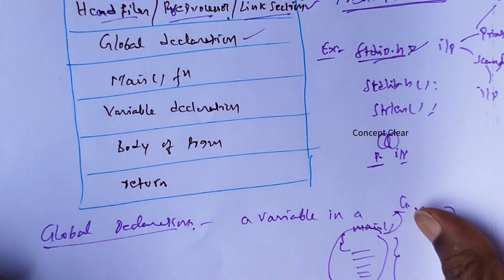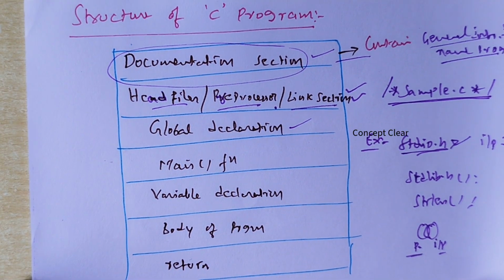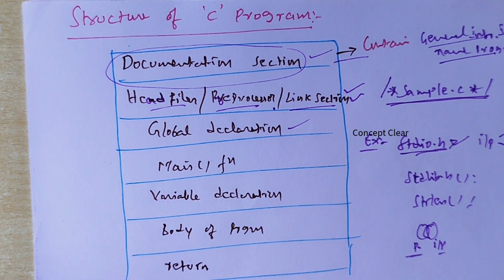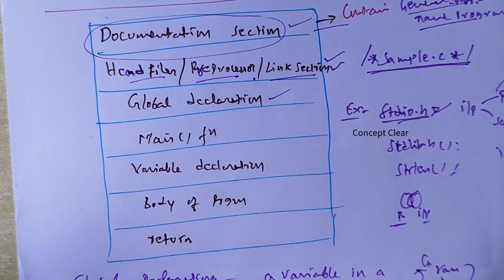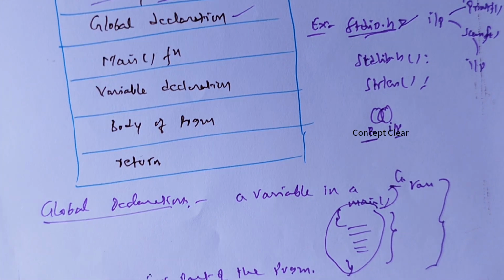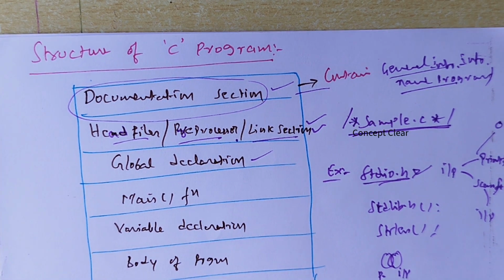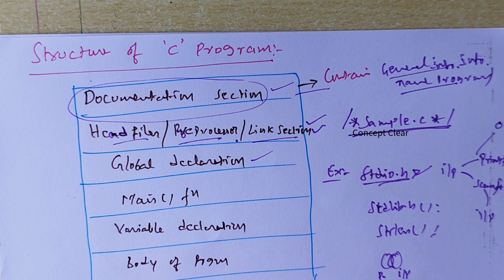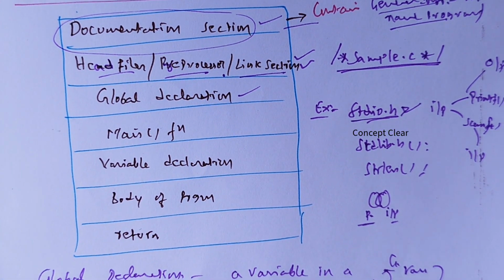Here, what is the structure of the C program? In the structure of the C program, we have several sections. The first section is the documentation section. Second is the header file section, or preprocessor section, or link section. Third is global declaration, main function, variable declaration, body of the program, and return section. These are the structure of the C program. If you write any C program, you have to follow this structure.